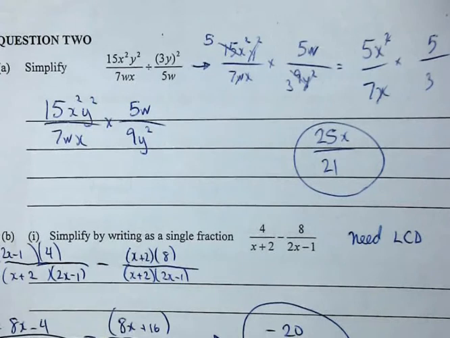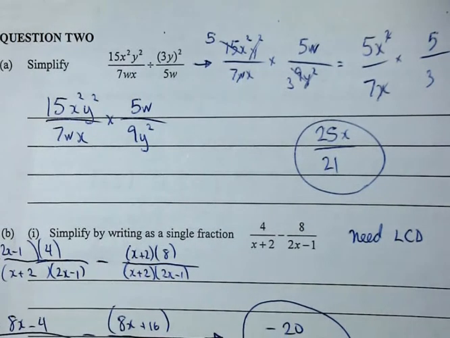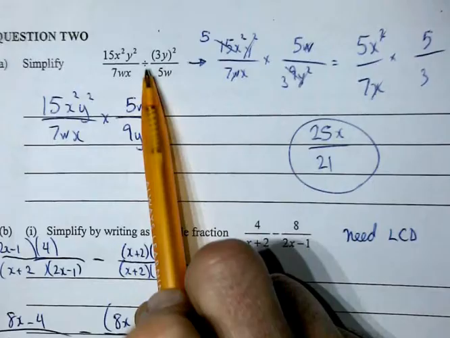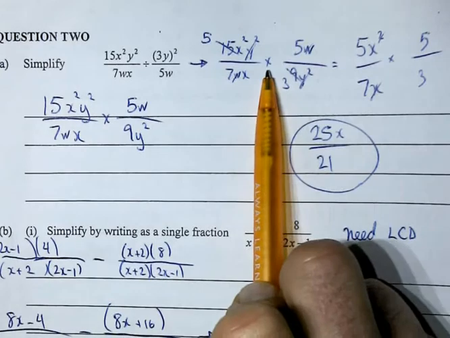No, cross multiplying is when you've got fractions that are equal to one another. You want to remember that dividing by a fraction is the same as timesing by the reciprocal.